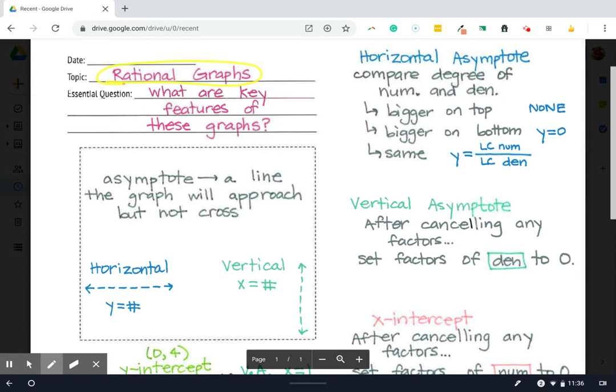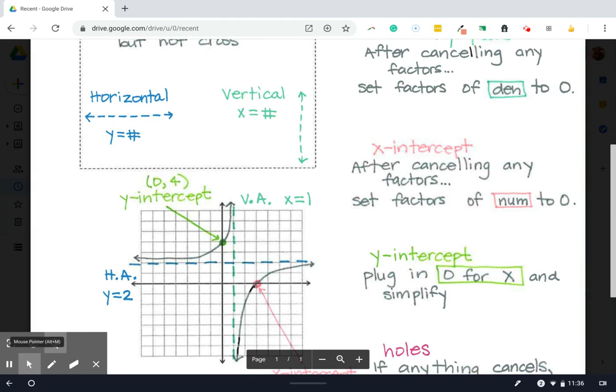As we're looking at this, first of all, a key vocab word is asymptote, which is a line the graph will approach but not cross. We're going to get closer and closer, but we're never actually going to cross over that line, especially as we go further out to the infinities. We have 2 types: horizontal asymptotes and vertical. We're familiar with horizontal lines and vertical lines, and we're just going to apply them to these graphs. For horizontal lines, we see equations that say y equals a number, and for vertical lines, we see the same thing, except now it says x equals a number.